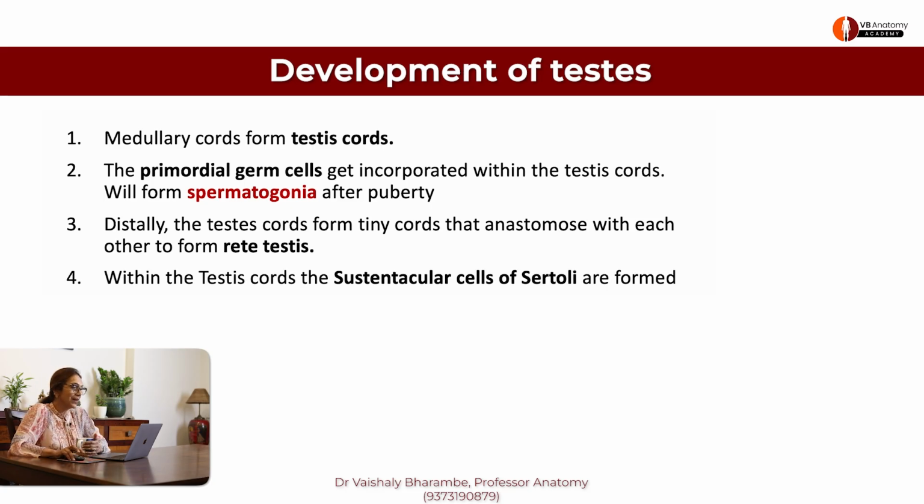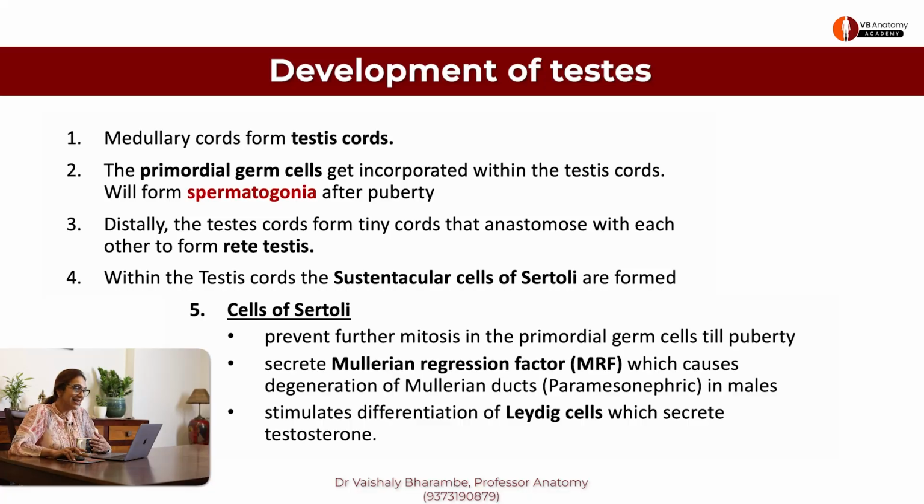Just wait it out. So within those testicular cords, okay, you start to develop cells called sustentacular cells of Sertoli. You say it once. Sustentacular cells of Sertoli. What do these cells do? These cells prevent further mitosis of primordial germ cells. Primordial germ cells are told you're not to multiply. Why not? You're not to multiply because this is a child. When the child hits puberty under the influence of testosterone, you can multiply, not now. So that is done by cells of Sertoli.